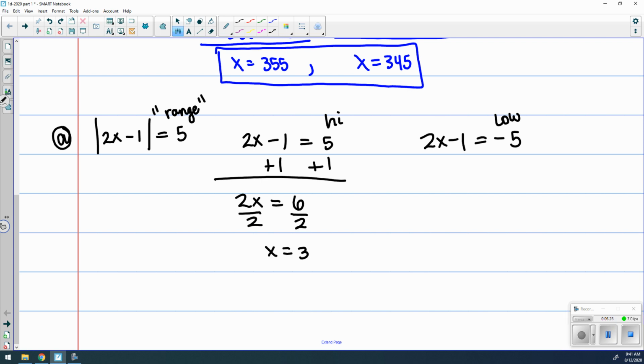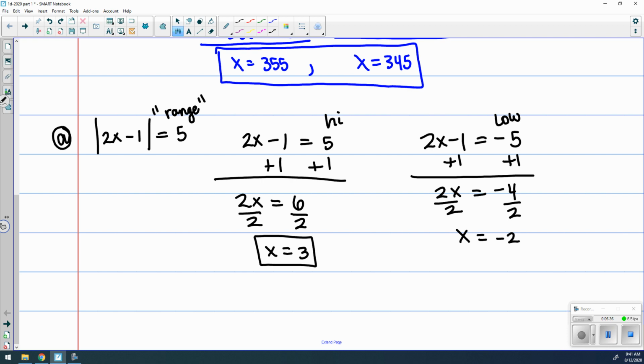My first solution is x is equal to 3. Again, my math is looking the same. Same steps anyway, different numbers. My second solution is x is equal to negative 2.